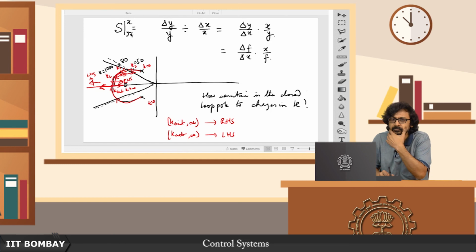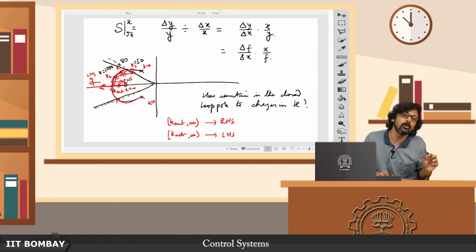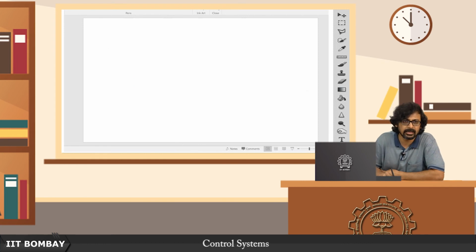So obviously it stands to reason then that this segment of the root locus that is on the right hand side is less sensitive. You have to make huge changes in the value of k in order to move this pole even slightly. But on the other hand, on this side, if you make small changes, it will probably go up in leaps and bounds.